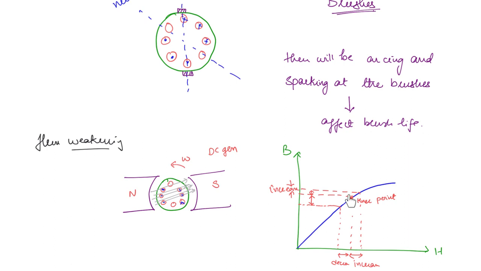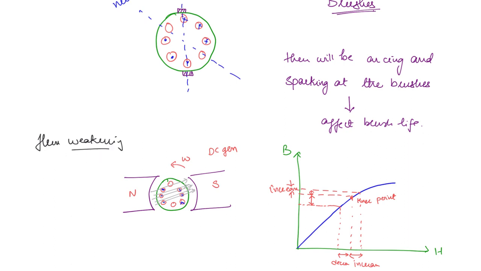That is because the machine is operated at knee point for optimal performance, right? So this means that there is a net flux weakening that is happening because the decrease in flux density is more than the increase in the flux density, okay? So that is how you get the flux weakening.